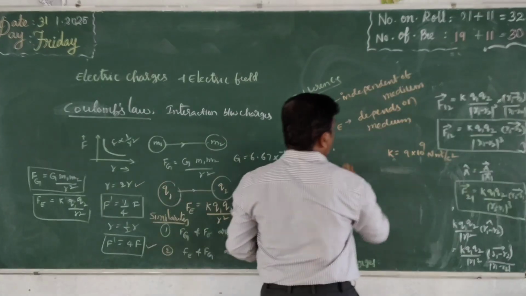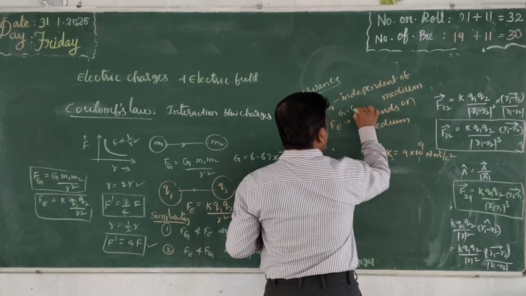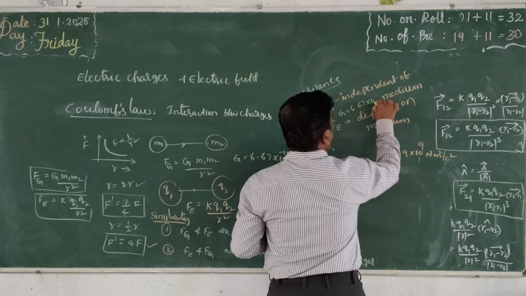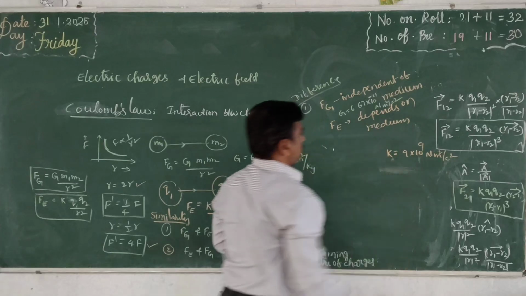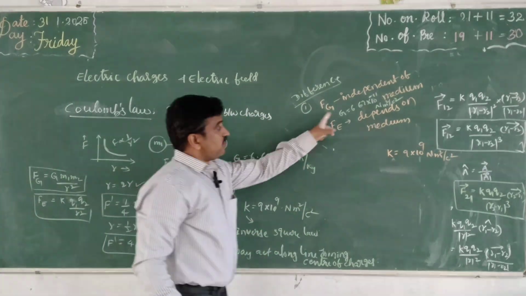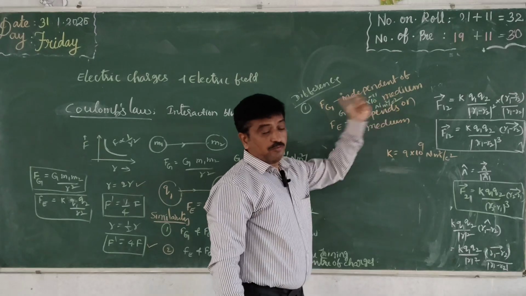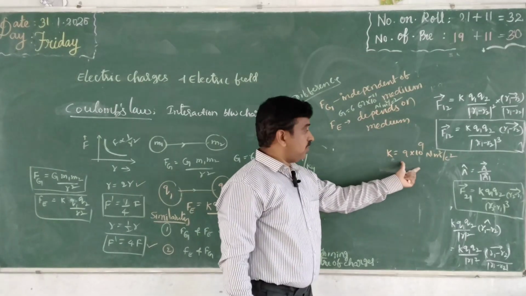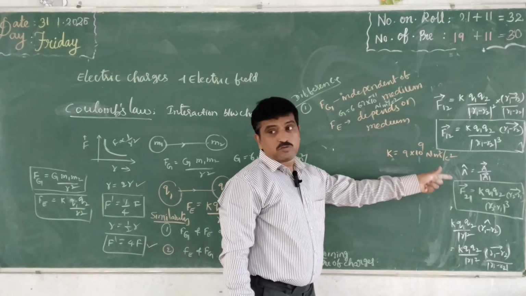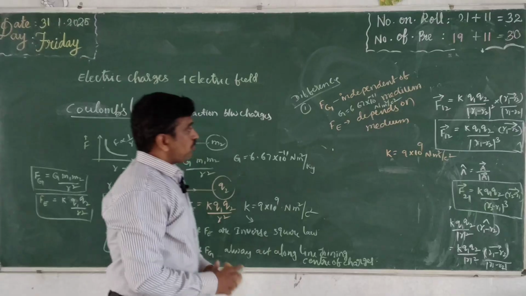Now the gravitational constant G value is 6.67 into 10 power minus 11 Newton meter square per kilogram square. This value is always constant. That's why we can say gravitational force is independent of medium. Electrostatic force depends on medium. The k value is 9 into 10 power 9 Newton meter square per coulomb square, and it changes like this, so it depends upon the medium.